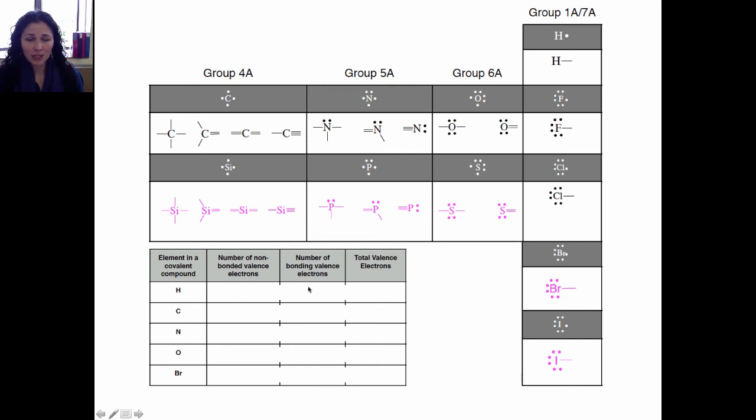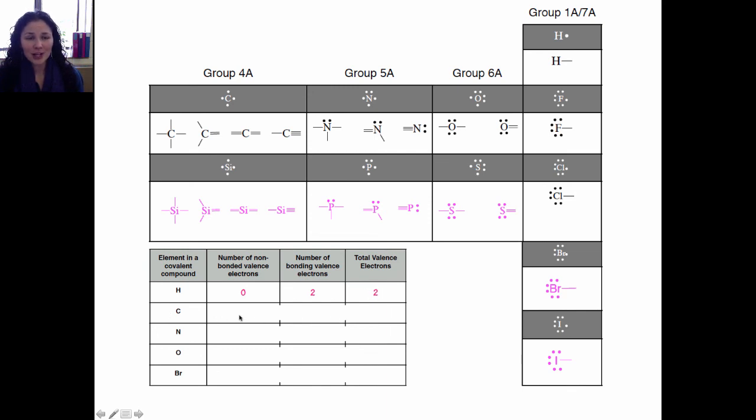The number of bonding valence electrons are the number of electrons in bonds. And when hydrogen's part of a compound, it has 2 valence electrons. In fact, this is why hydrogen makes a bond in the first place, so that it can fill its valence shell. So in hydrogen, you have 0 non-bonded electrons, 2 bonded electrons, and that gives you a total valence of 2, or a full shell for hydrogen.